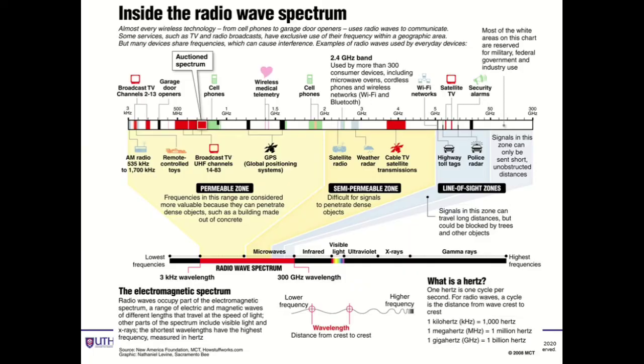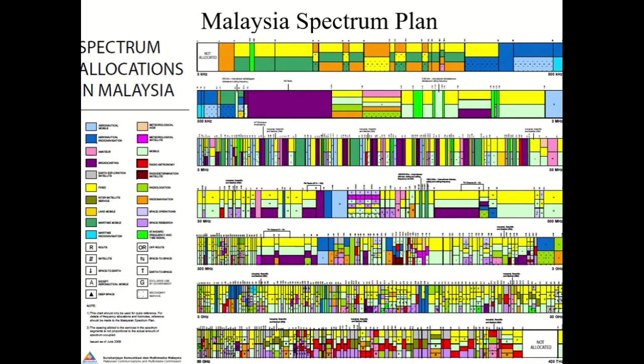If you go to the MCMC website, you can look at the Malaysia Spectrum Plan, where they allocate the spectrum to industries and to government applications or usage. From here, you know which band is for mobile communication and which band is used for satellite communication.